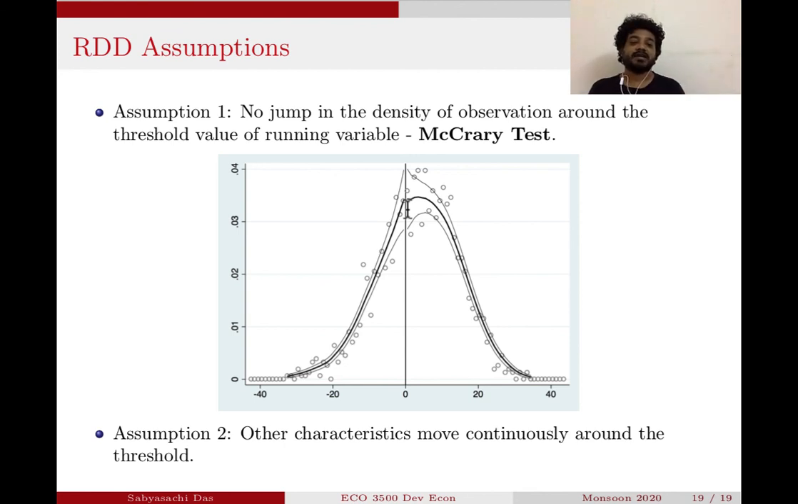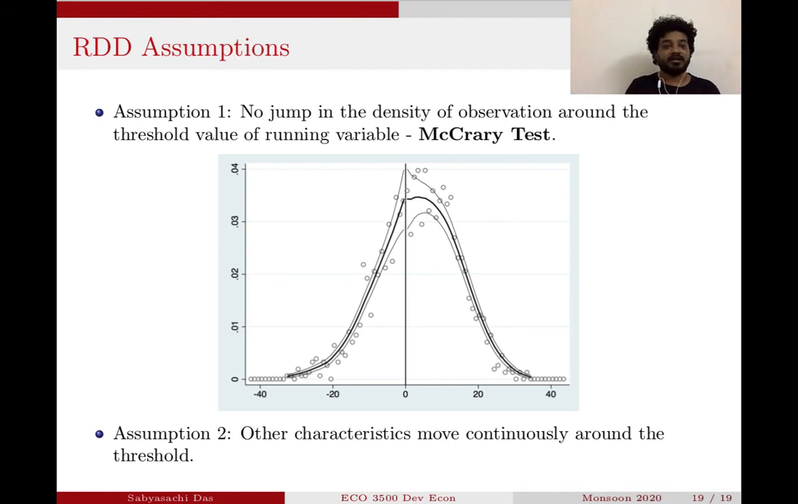And the second assumption is that if indeed there was no manipulation, and this threshold was arbitrarily decided, say 40,000 population, or the top 60% will be part of the World Bank program, whatever, then if you look at some other variable before this treatment got assigned, if you collect information about this baseline variable, then that should not have any jump. It should move continuously around the threshold.